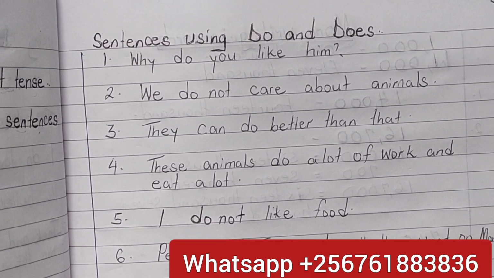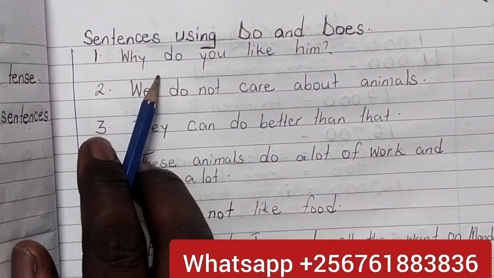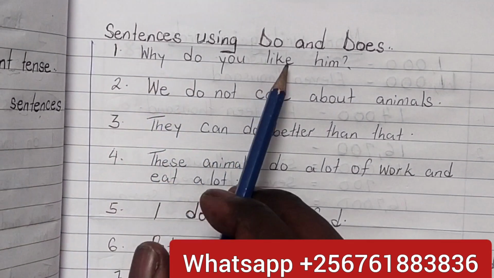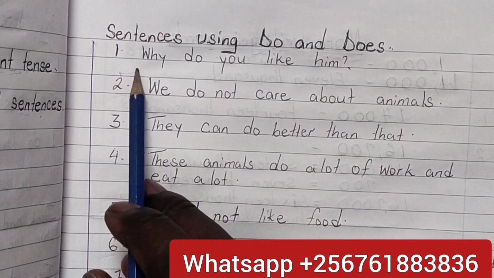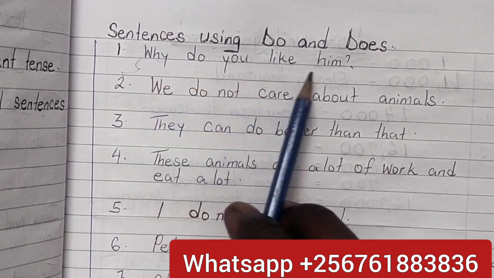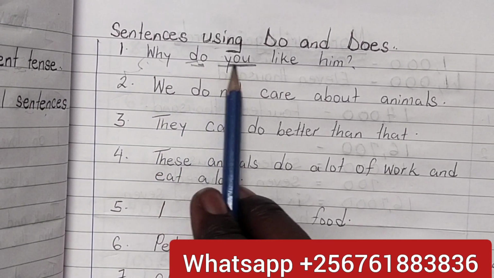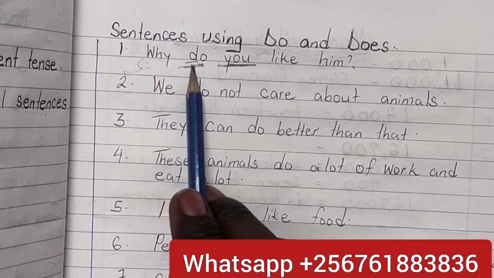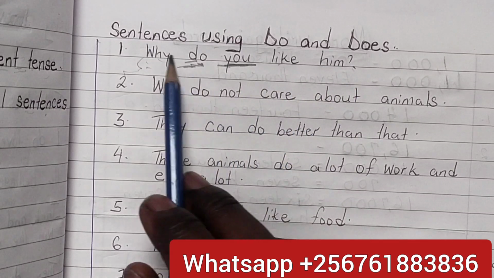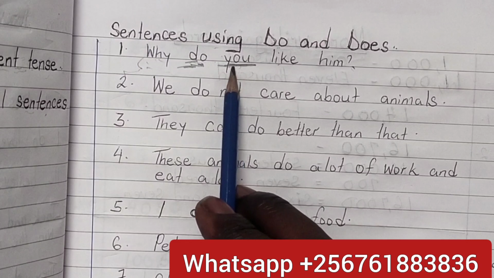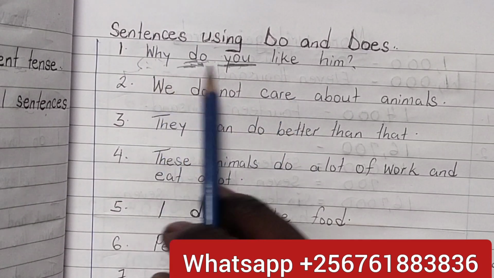All right, let's have some sentences using do and does. Sentence number 1: Why do you like him? We said do with you. Don't say why does you. No, it's wrong. Why do you like him?